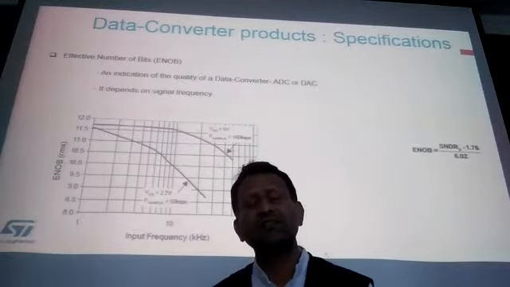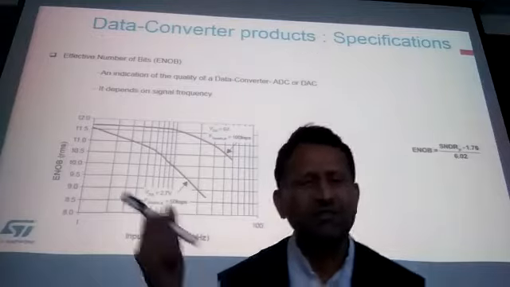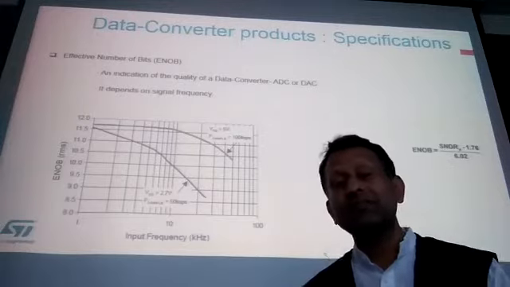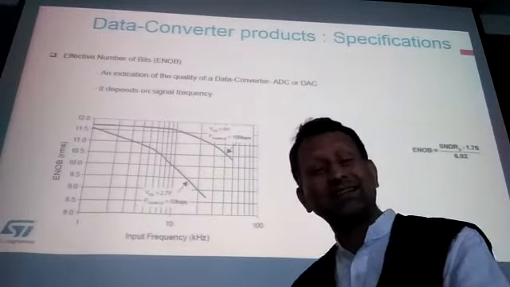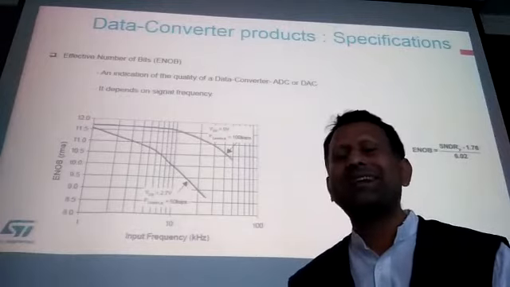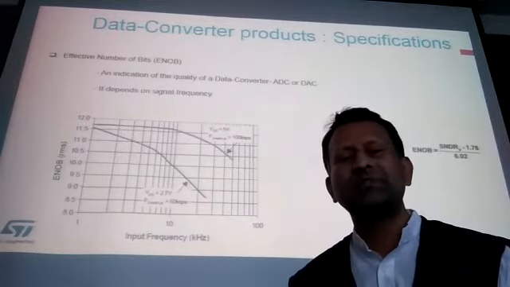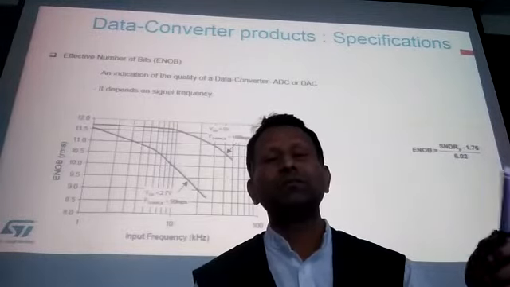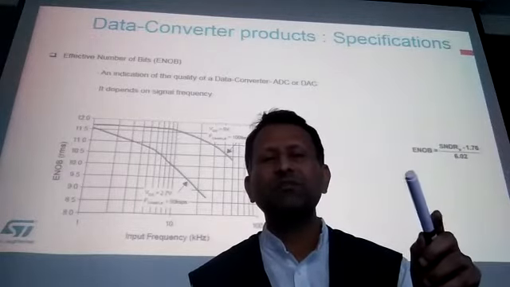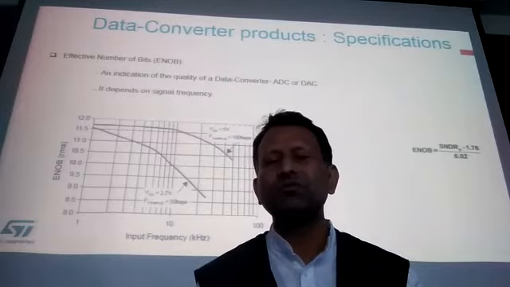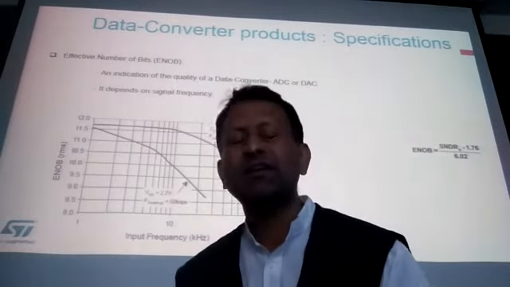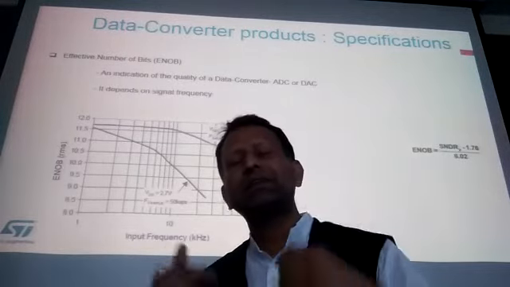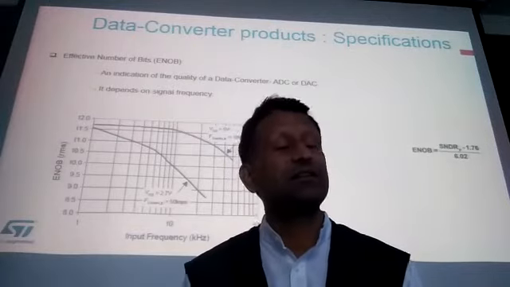Okay, and the last is the effective number of bits. Effective number of bits is an indication of the quality of a data converter. It tells us what the noise content and the signal content are, and it is directly related to the SNDR we explained earlier. So the effective number of bits is SNDR minus 1.76 divided by 6.02. So this is the ideal number of bits of the data converter where we can assess the signal purity.